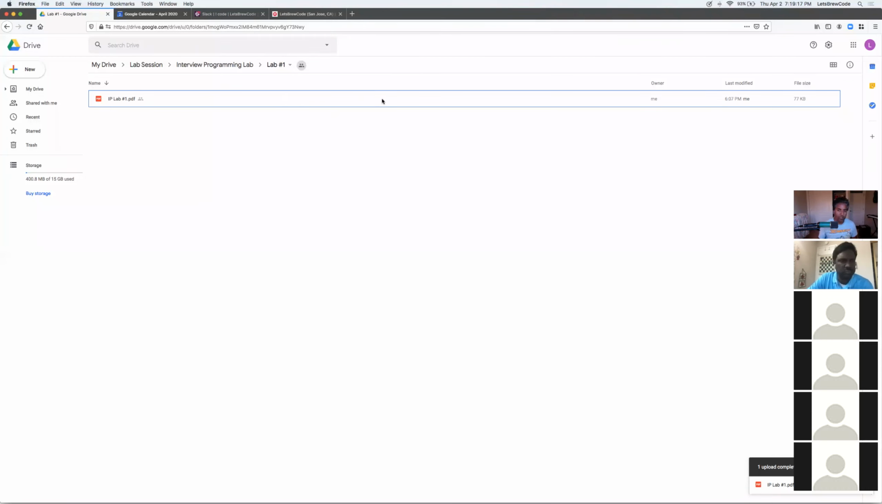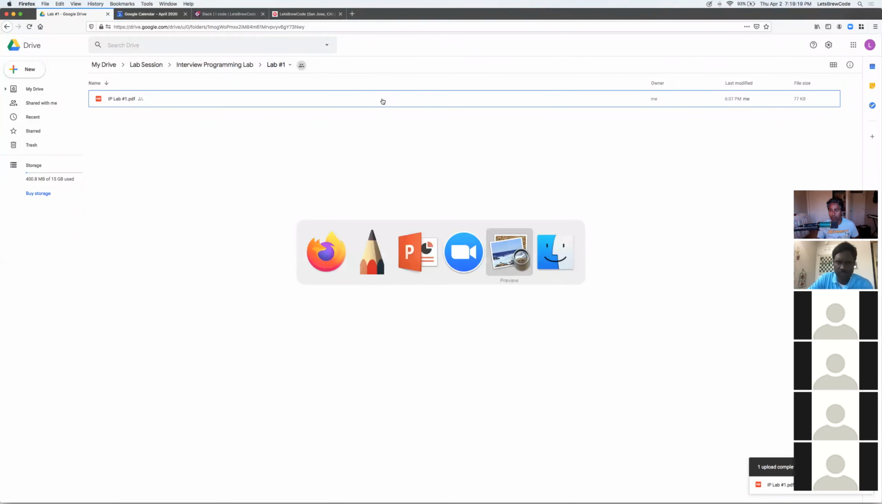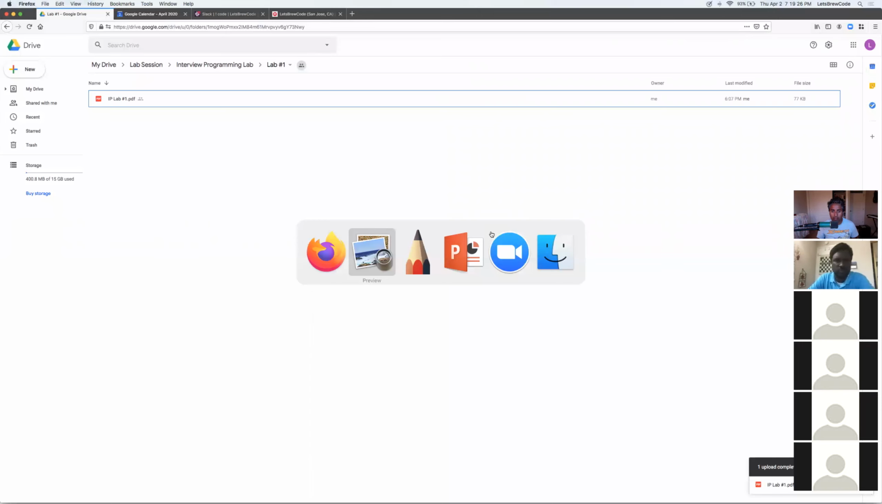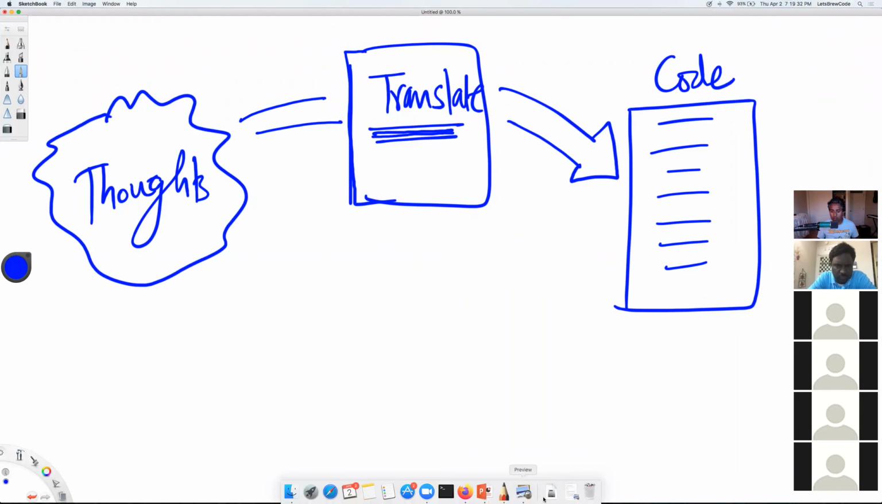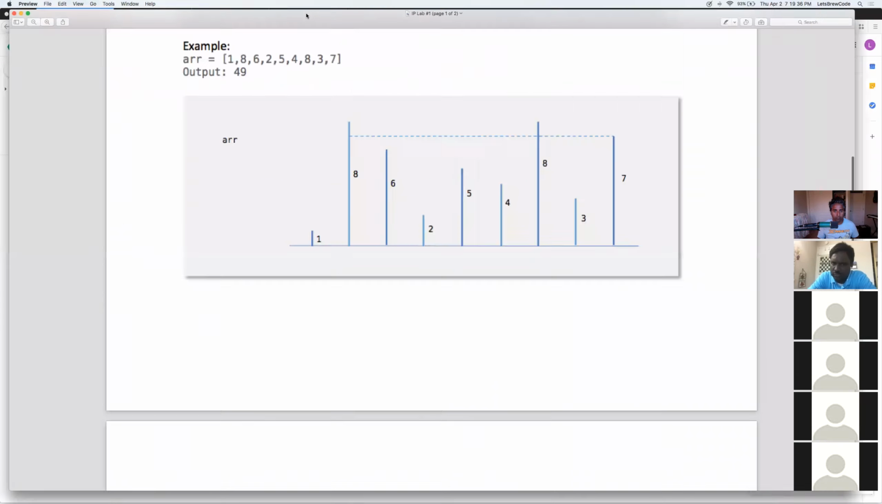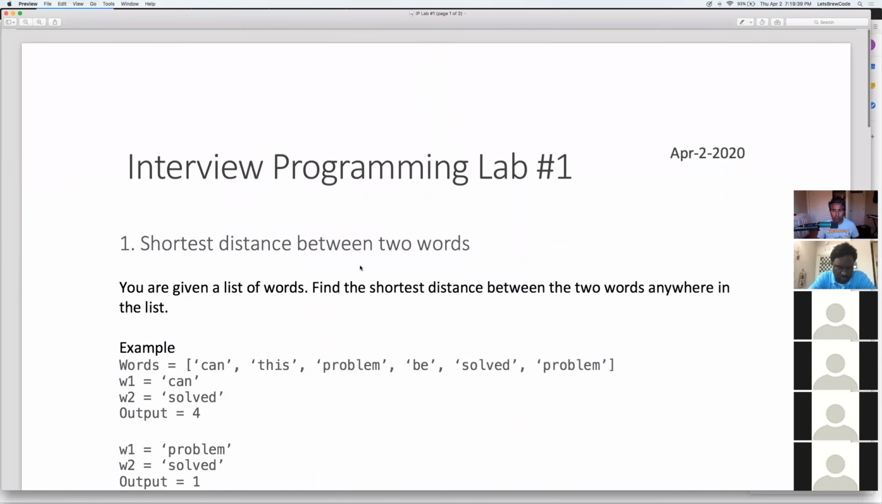And let me discuss the three problems that we have here today. All of these problems have been asked in programming and telephonic interviews, and are not very uncommon. Let me bring up the PDF. This is the PDF. So those are the three problems. Take a couple of minutes to read them, and then I will talk about these.